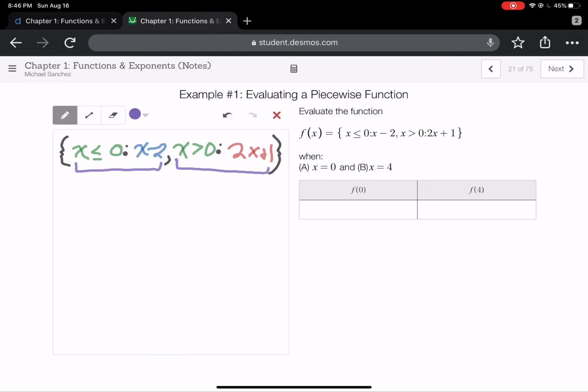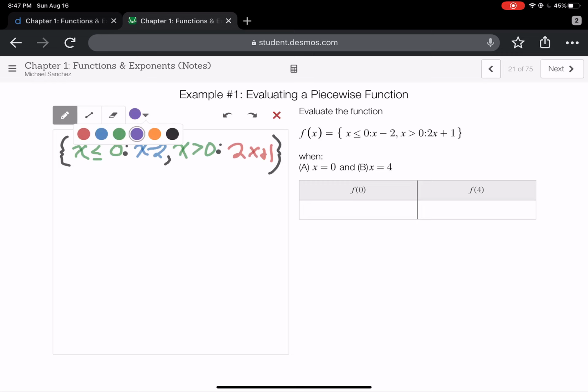Now within each piece, we have other parts, right? So this is the domain of our first piece of the function, and this is the domain of the second piece of the function. How I like to think about those is those are the rules. And then the second parts are the expressions. So the rule tells us which of the two expressions we have to use. And then I'm going to go through the first example and show you what exactly I mean by that.